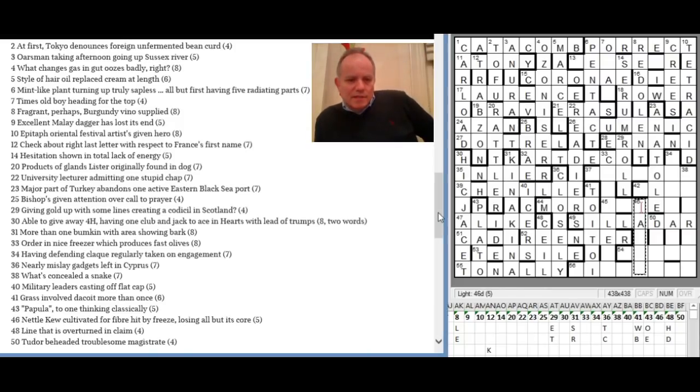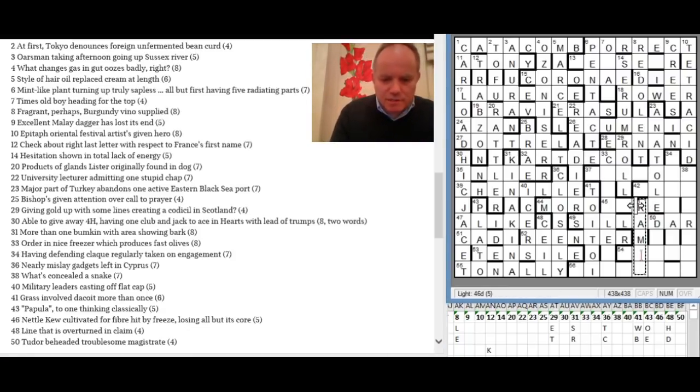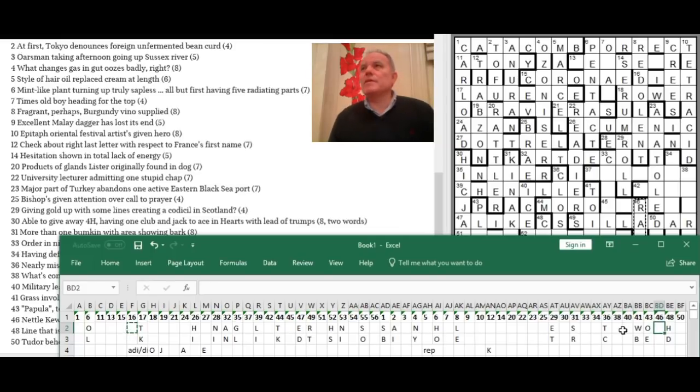Nettle Q cultivated for fibre hit by freeze, losing all but its core. So freeze losing all but its core must be EE. There's a fibre made from plants called rami. Nettle cultivated for fibre. That could be rami. Ram can be hit. That'll do. Q is the extra. KW is the extra stuff. So 46 down, those extras. Q, E minus K. We just did that. 31 minus 11 is T. And W minus E, 23 minus 5 is an R.